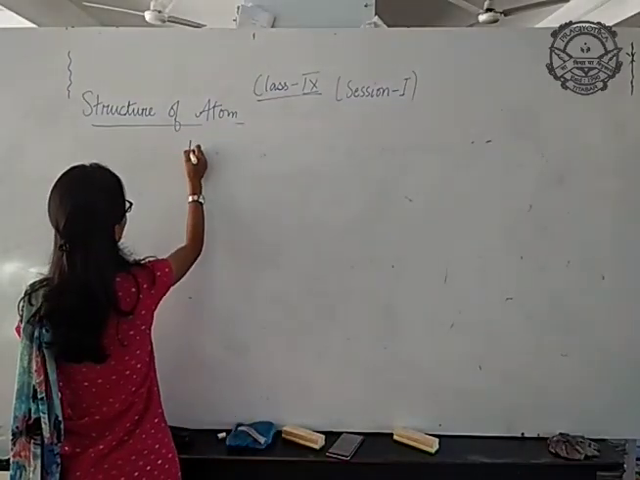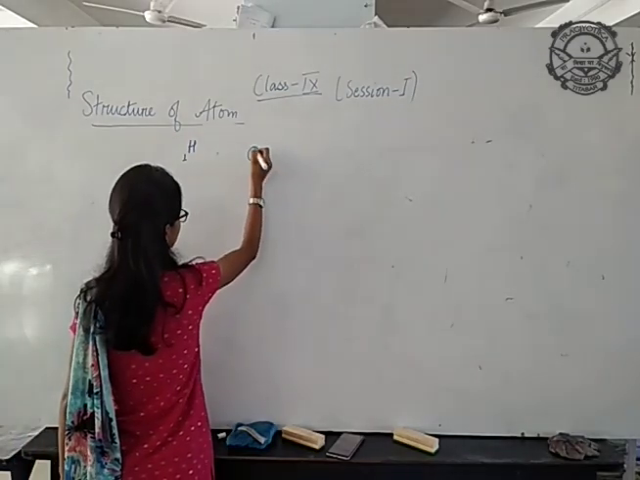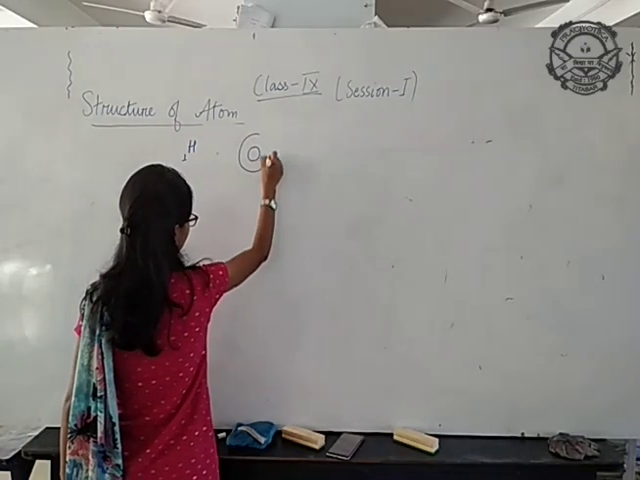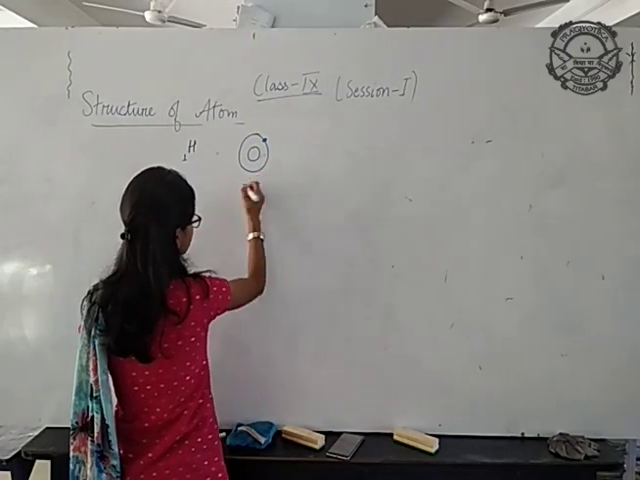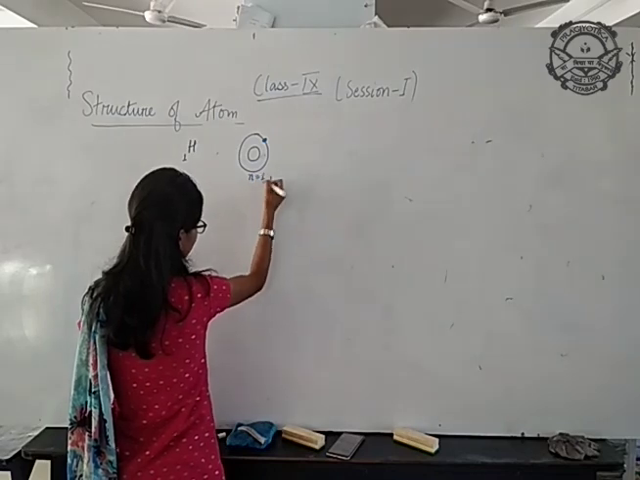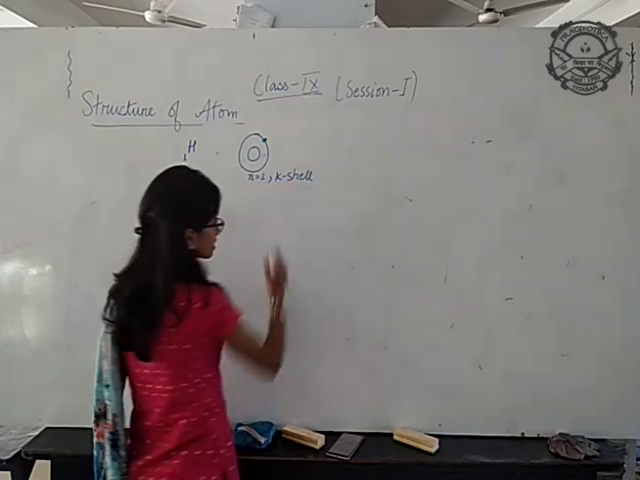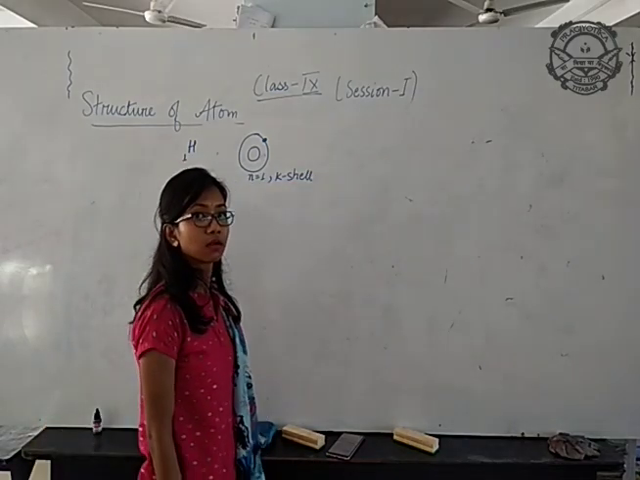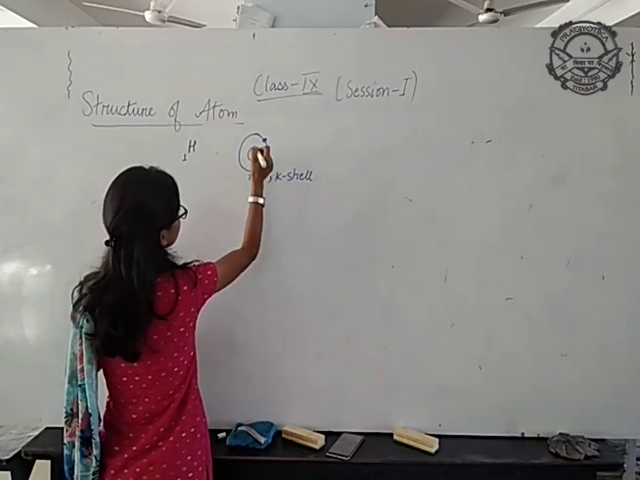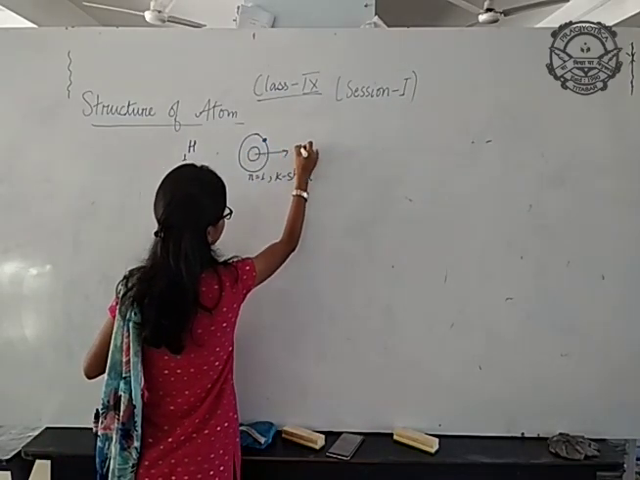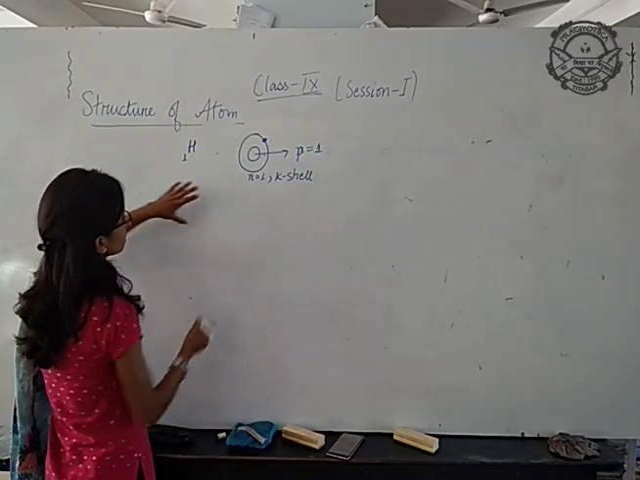So for atomic number 1, that is the hydrogen atom. The hydrogen atom consists of one nucleus with one proton inside it and one electron in the orbit. Here n is equal to 1, and we know that whenever n is equal to 1, the shell is known as the K shell. The nucleus will contain the number of protons equal to 1.